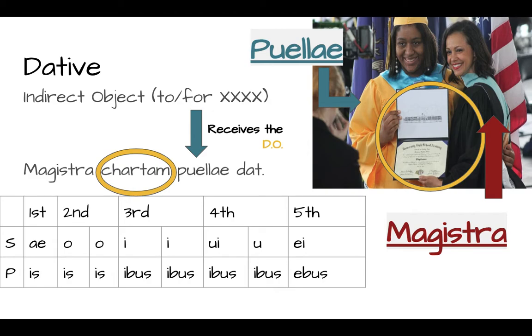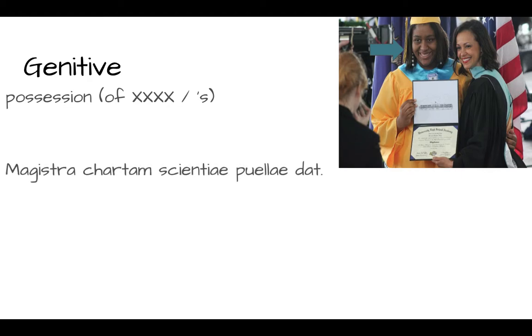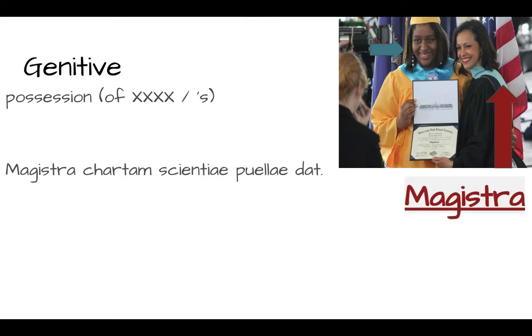And you can see your dative endings below. Then we have genitive. So genitive is used for possession, or in general, we just say anything that you're trying to say of something. So magistra cartam scientiae puellae dat would be our sentence. So magistra, nominative, still the subject, is performing the verb dat, and she is performing the verb still on cartam, the accusative direct object, and scientiae is actually your genitive.